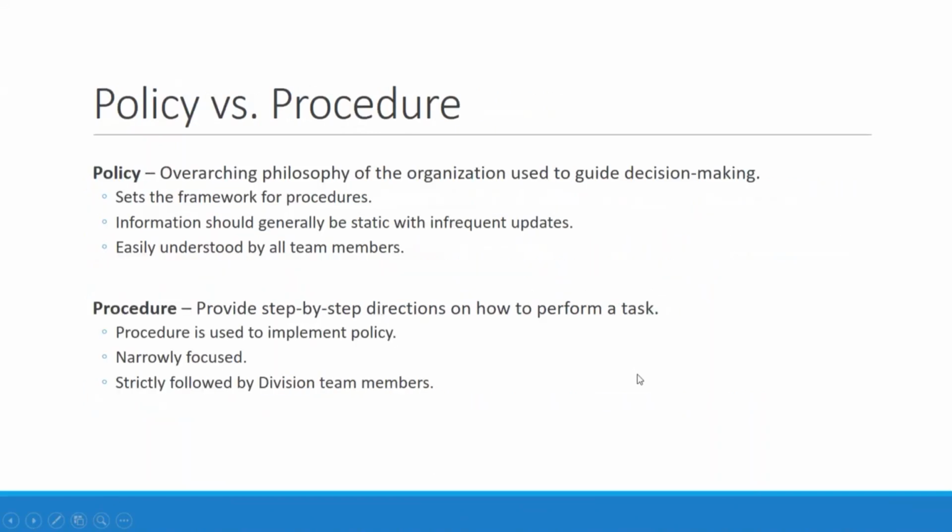Okay, so you keep talking about policy and procedure. What is the difference between the two? Okay, so policy you can think of as your umbrella for the manual. It is your big picture. It is your overarching philosophy of the organization. It's used to guide our internal decision making. It has our big principles. It is used to set the framework for what will be our procedures. So we have big picture policy, and within that, we're going to have our procedure that tells our team members how to actually implement or perform an action within that policy section.